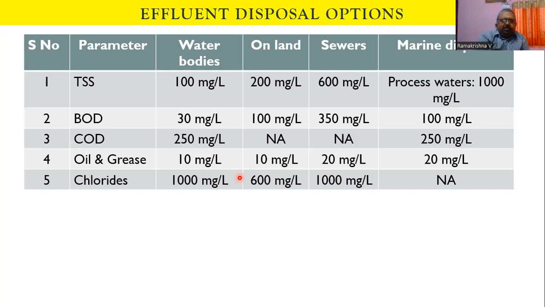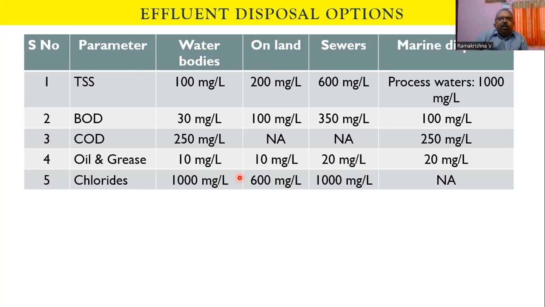The major parameters which you normally consider are suspended solids, BOD, COD, oil and grease, and chlorides. Out of these five, the first three are more important in terms of efficiency of wastewater treatment in the system. Now you can see here suspended solids should not be greater than 100 milligram per liter in the water bodies, and more than that may create a high amount of turbidity. And on land for irrigation, if it is more than 200 milligram per liter, it may clog the pores of the subsoil so that the water may not pass through the subsoil system.